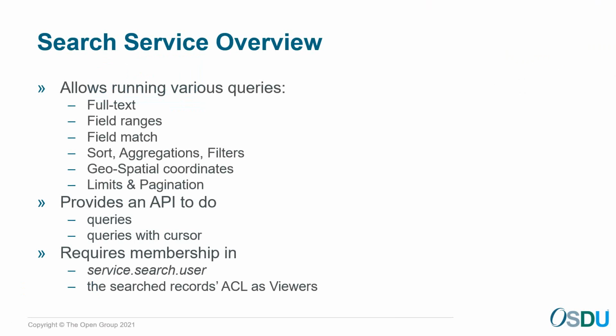The search service allows you to do performant queries on data based on text search, field ranges, field match, sort, aggregation, filters, geospatial coordinates, limits, and pagination. For this, it provides an API to do queries, queries with cursor, and cross-cluster queries. In order to use the search service, the minimum required permission is the service search user group, and you should also belong to the search records ACLs as viewers.